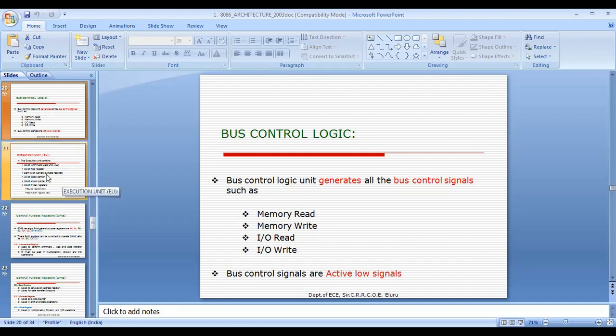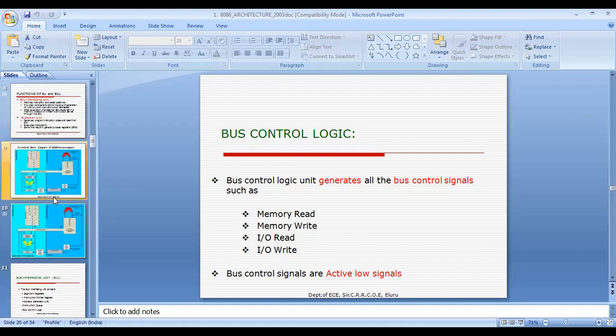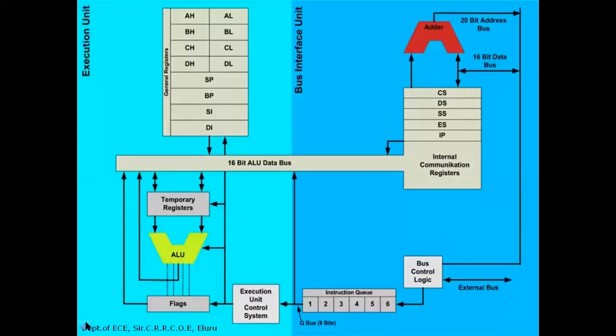As we discussed the instruction queue, let's go back to the architecture diagram and have a look. This is the instruction queue here. It is nothing but a group of registers, because a register is a group of flip-flops. It is a size of 6 bytes, so in each register you can store a byte of information.